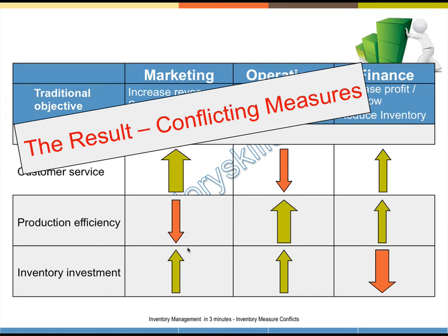Now let's particularly look at inventory investment. Finance want to drive it down. Operations would really like to drive it up so that they can run more efficiently. And the marketing people really want to not run out of anything, so they want to have a decent inventory cover as well. So there's conflicting goals and measures when it comes to inventory, and also some conflict on customer service and production efficiency.